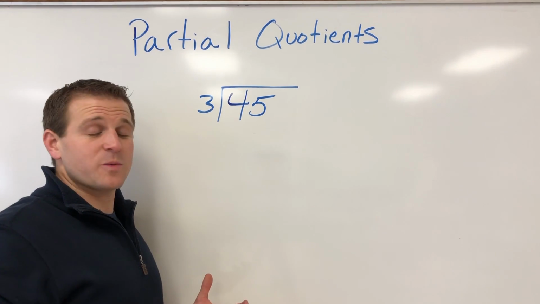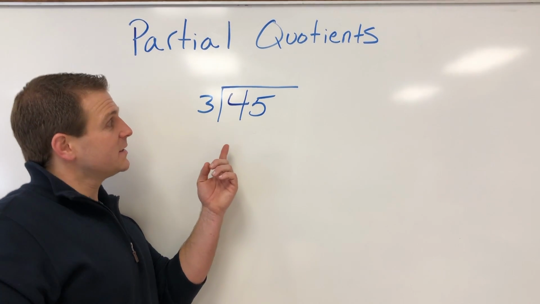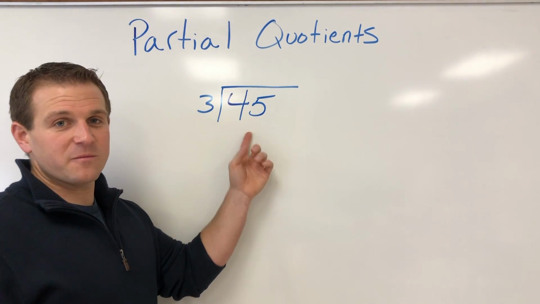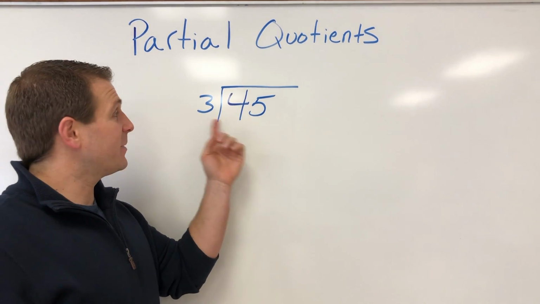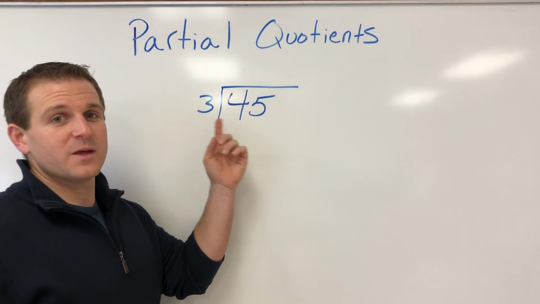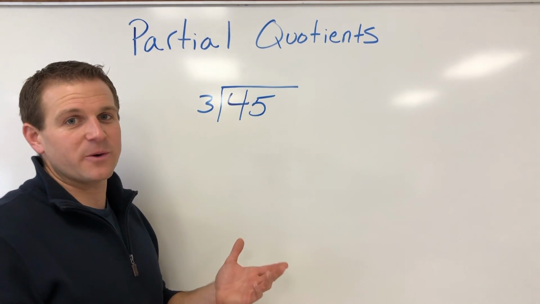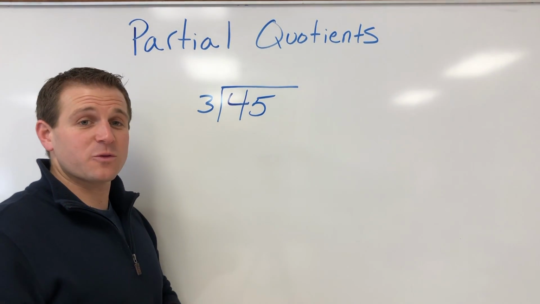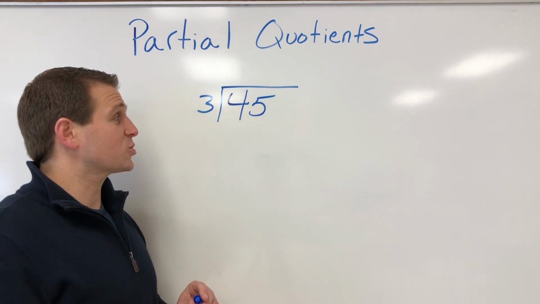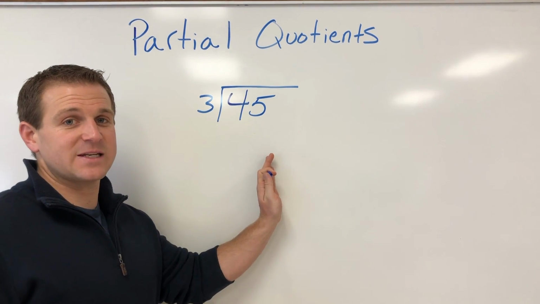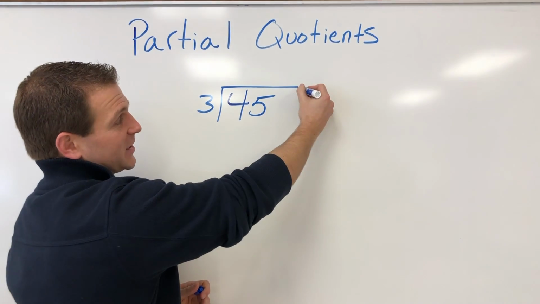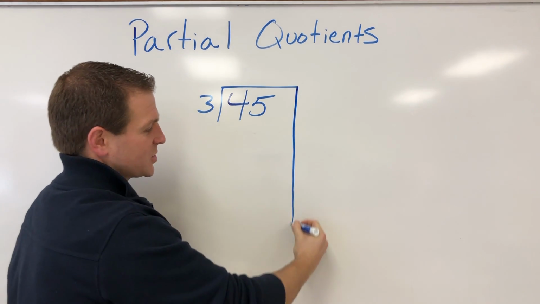Let's take a look at 45 divided by 3. When we're looking at a division problem, we're talking about removing groups of 3 from 45. So we want to know how many groups of 3 can we form with 45 objects, rubber ducks, cars, people, whatever it may be. So in order to do partial quotients, we're going to use the problem just as it's seen here, but we're going to draw kind of a monkey tail on the end here. And this just goes straight down.